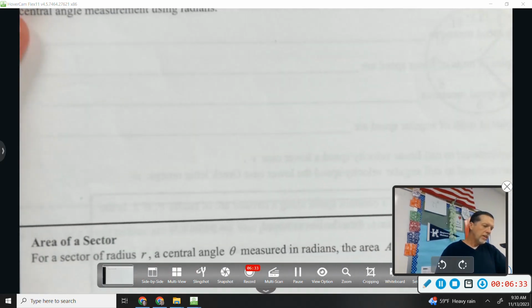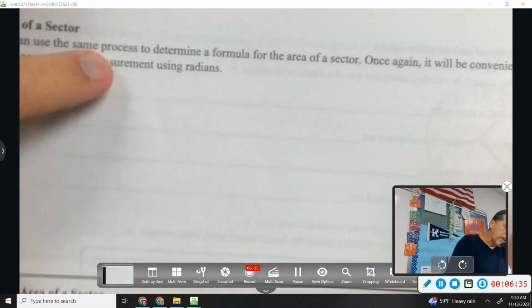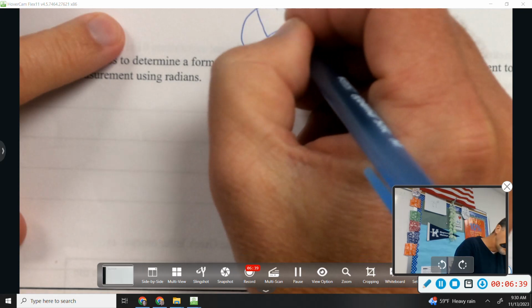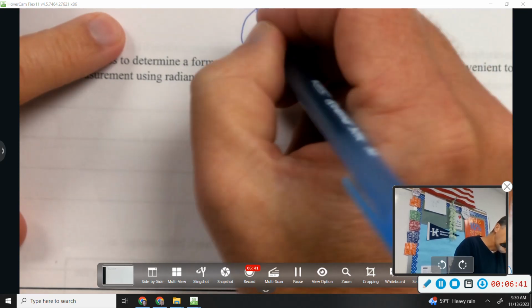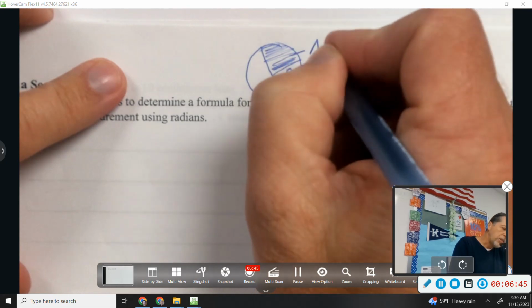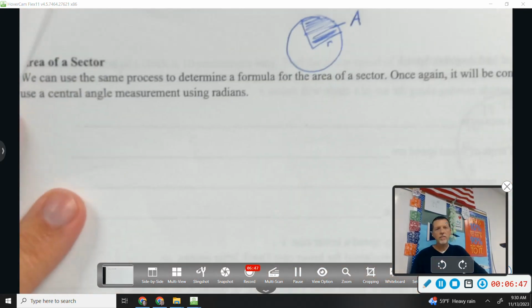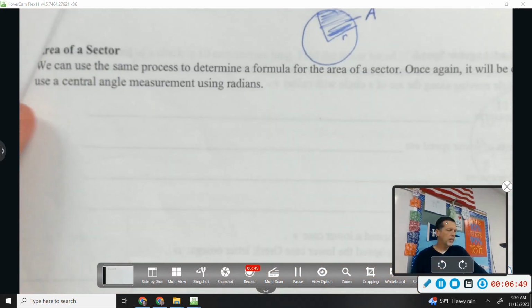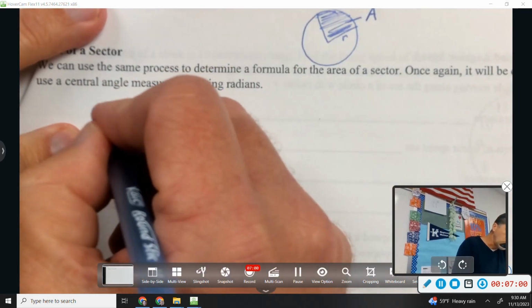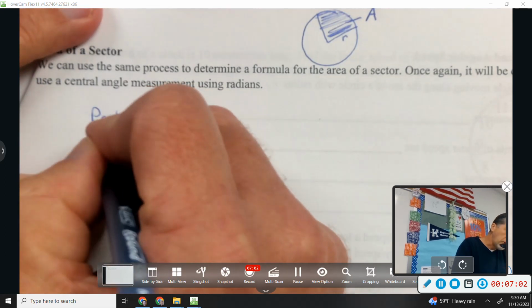All right, area of a sector. So kind of the same thought process here. There's my sector. There's an R, and I want to know the area of that sector. Well, we can come up with a formula, but I think coming up with the formula is more helpful than the actual formula. And by that I mean, let's just do a ratio of the part to the whole.